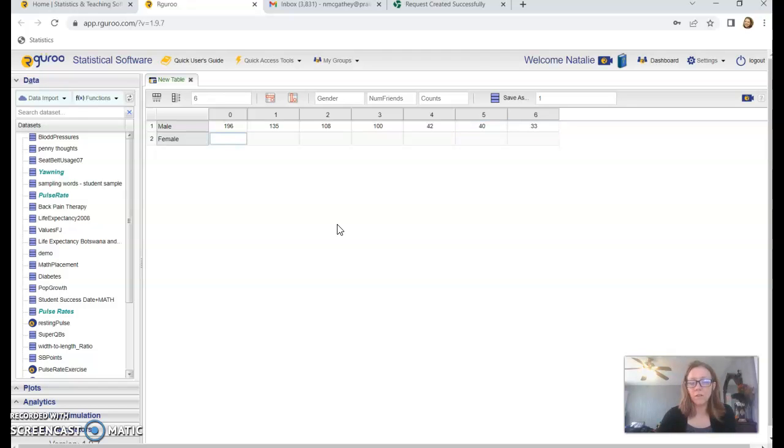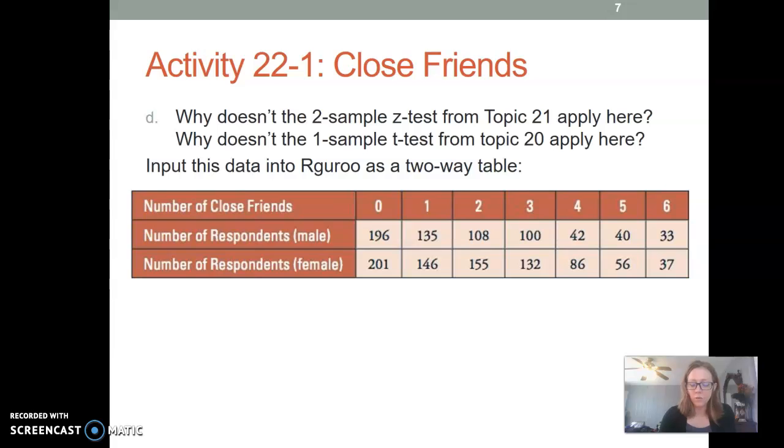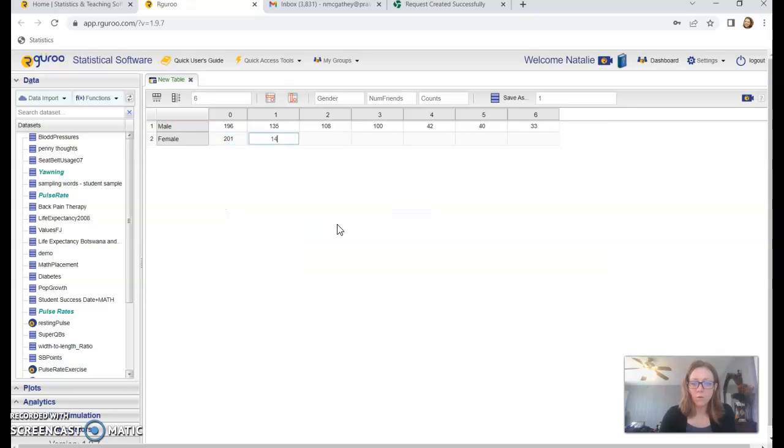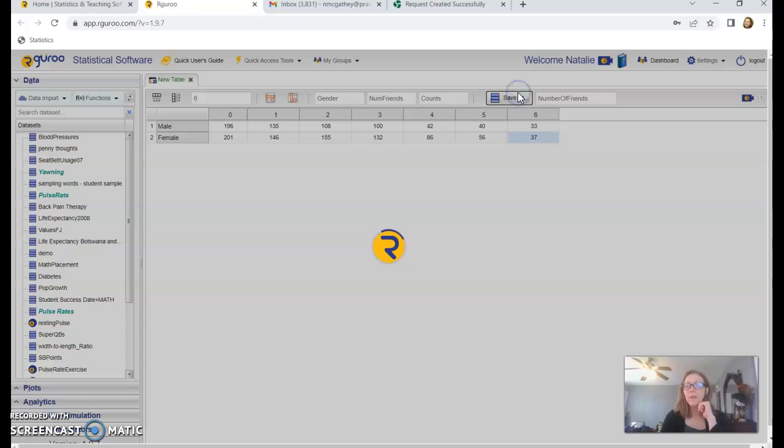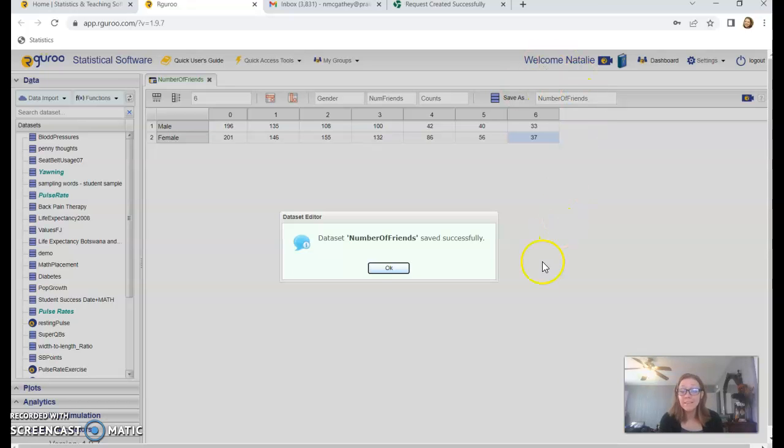And now we'll put in the data for the females. We've got 201, 146, 155, 132, 86, 56, and 37. Now I have all of that information saved in this table. Let me call this table number of friends. Okay, and I'll save it. Now that data set is saved.